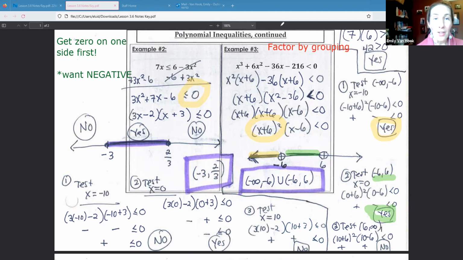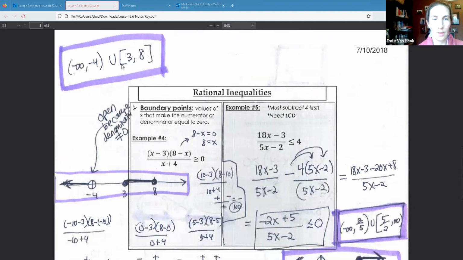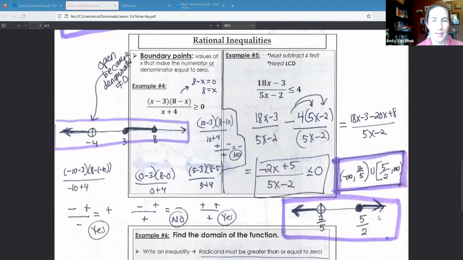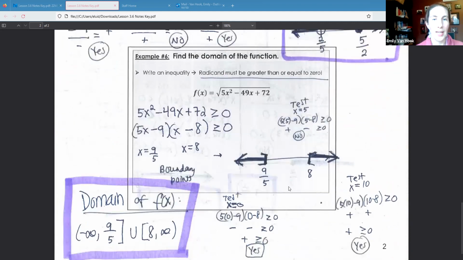The other problem we haven't done is example 6. So I'm going to scroll ahead to that one. Okay, so here's example 4 and 5. We did those, so you'll recognize those solutions. And then we didn't do example 6. This one says, find the domain of the function. So that's a little different direction instead of saying solve the inequality.